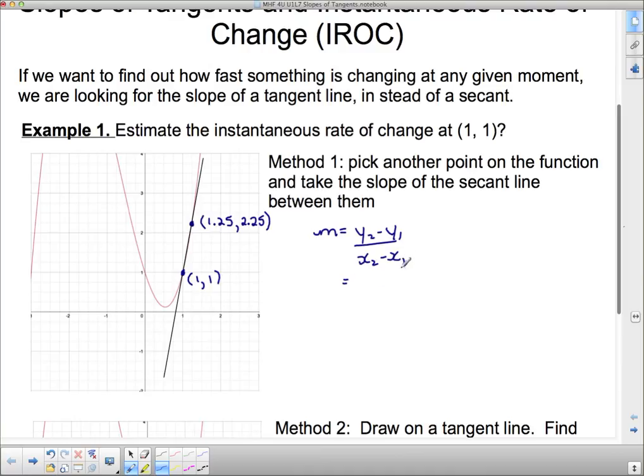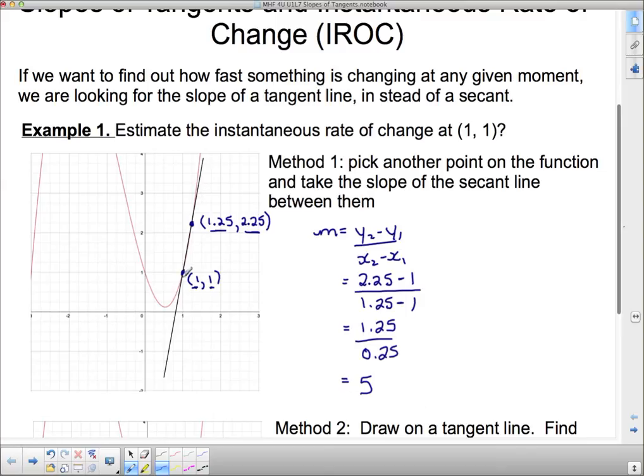And plugging those numbers in, we get 2.25 minus 1, that's this minus this, over our x's, 1.25 minus 1, that was this take away this. So 2.25 minus 1 is 1.25, and 1.25 minus 1 is 0.25. Well, how many quarters are there in $1.25? There are 5. So the slope of this is 5. Now, we don't know what the units here are, so we can just say it has a slope of 5.